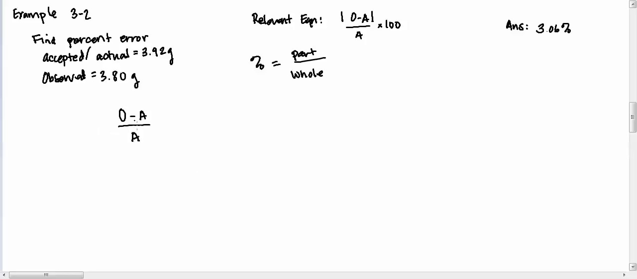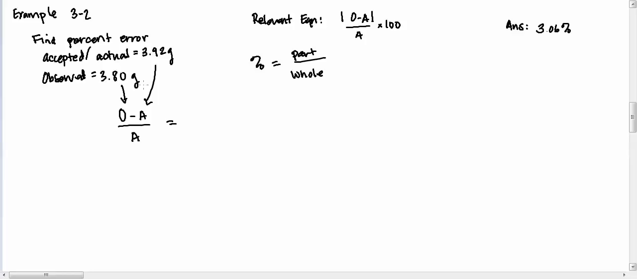I've seen teachers teach it like this, and actually it's wrong, but I'll explain what's going on. The O is your observed. I don't like O because it could be original, but no, it's your observed minus the actual or accepted value, and then divided by the accepted value. What we observe is 3.8, and it should be 3.92. So we got a number that's smaller than the actual number.